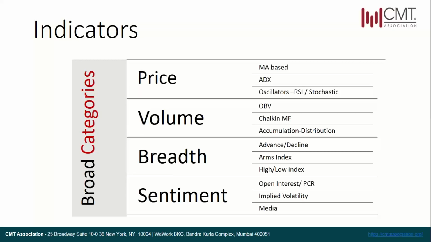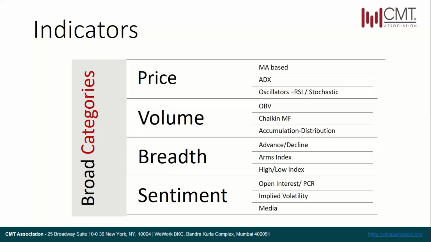Similarly, in the volume category, there is on-balance volume, Chaikin money flow, and accumulation distribution. When you look at the breadth indicators, there are a few indicators like the advance decline ratio, the Arms index, and then you have the high-low index.